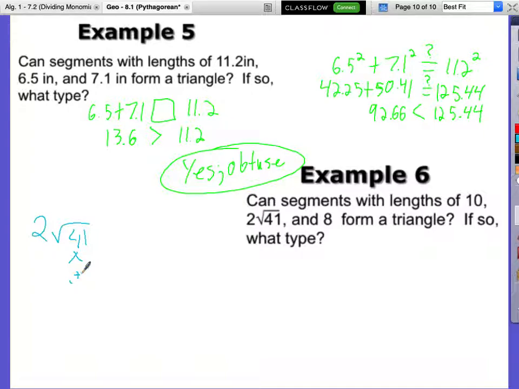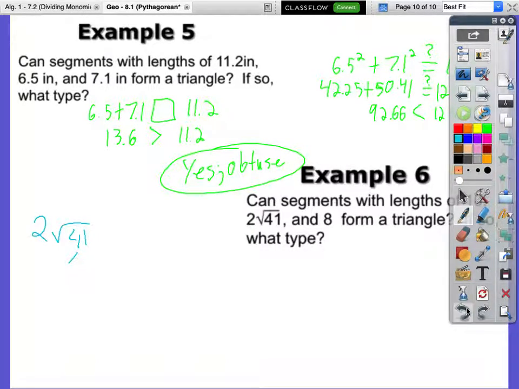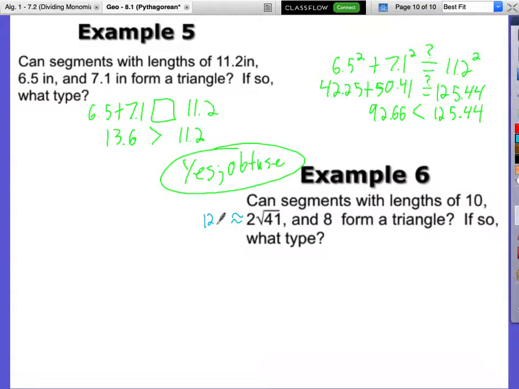Okay, so can we easily compare right now 2 times the square root of 41 with 8 and 10 to see which one's biggest? No, but what happens if we figure out what this is approximately? It's approximately 12.8. How'd you figure that out, Evan? I just multiplied 2 times the square root of 41 in my calculator. Okay, so now which one of these is our biggest side? This 12.8, 2 times the square root of 41, is our biggest.